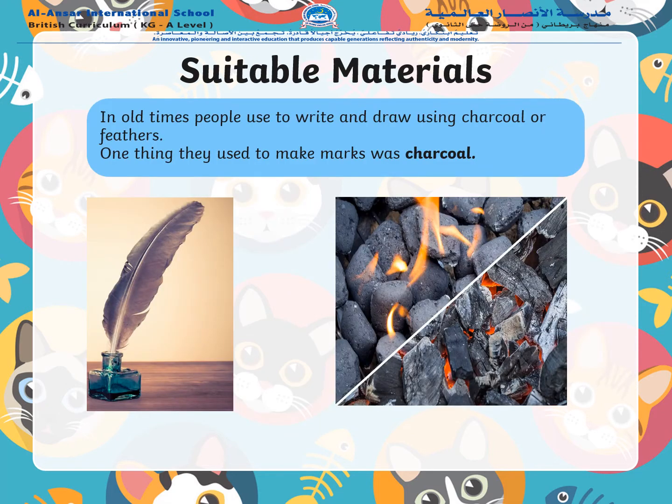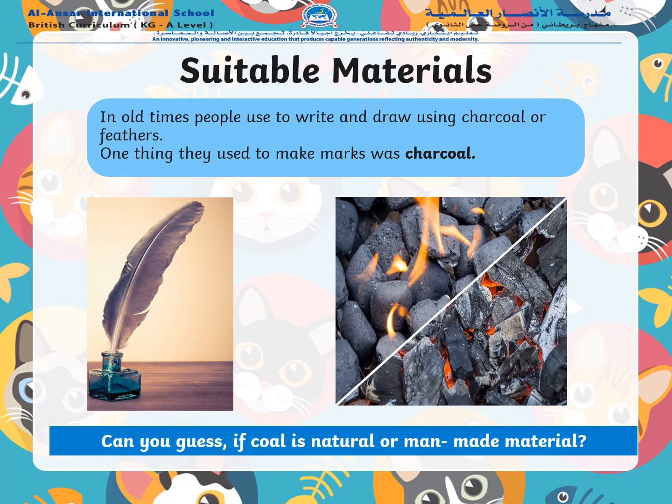In old times, people used to write and draw using charcoal or feather by dipping it in the ink. One thing they used to make marks was charcoal. Can you guess if charcoal is a natural or man-made material? You're right. Charcoal is a natural material which is dug from the ground. These are remains of plant materials, animals, or dead things.